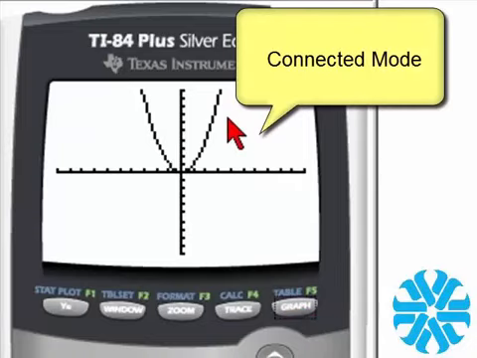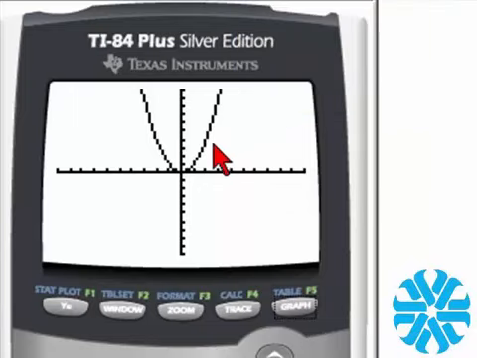So this is what the function looks like in connected mode. Remember that connected mode draws a line connecting each point the calculator has plotted. So there may be a whole bunch of individual points that the calculator has automatically plotted, and it connects a line through all of those points.